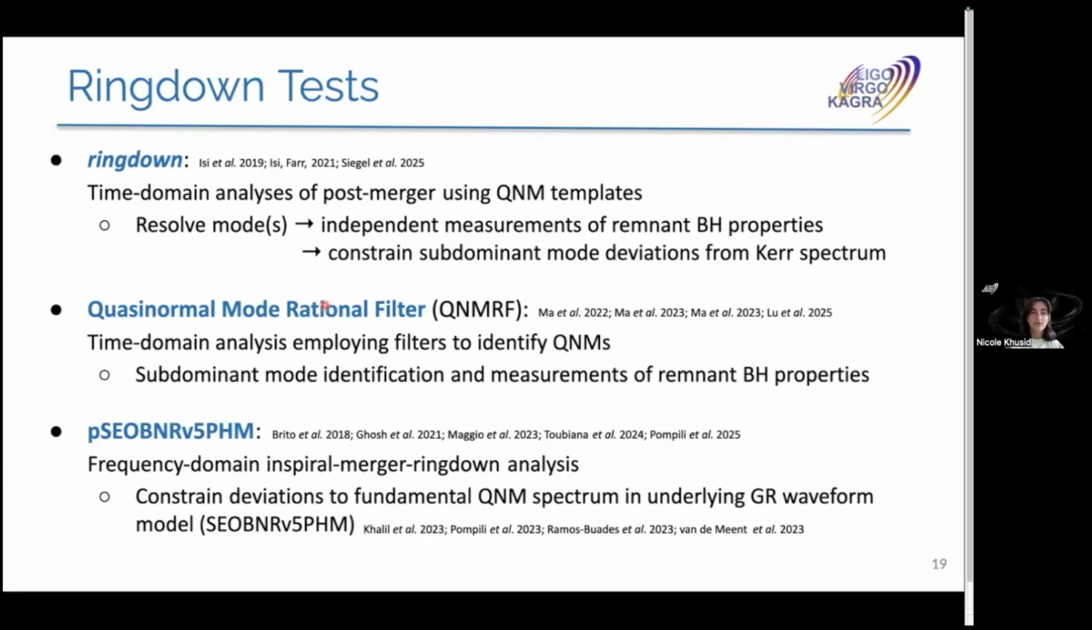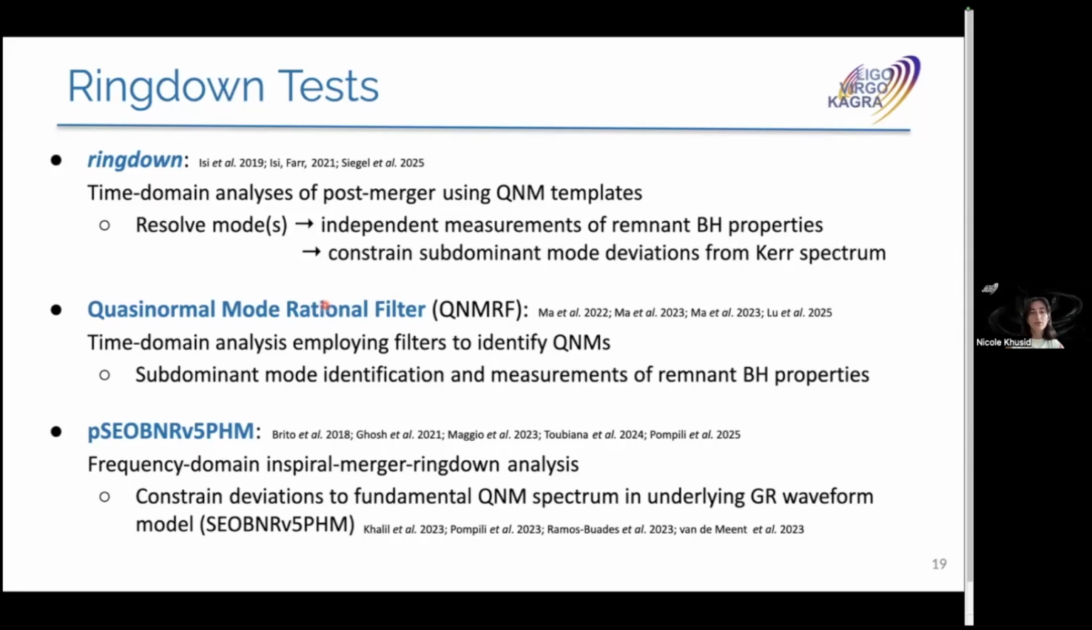First is the ringdown pipeline, which operates in the time domain by resolving different QNM frequencies, or different modes, in only post-merger data using templates comprised of only QNMs. This permits independent measurements of the properties of the remnant black hole. Additionally, if we can resolve multiple modes in the post-merger data, then we can apply additional freedoms to the frequencies and damping rates of the subdominant mode that's detected in order to constrain deviations of these things from the Kerr prediction, which is a means of testing GR.